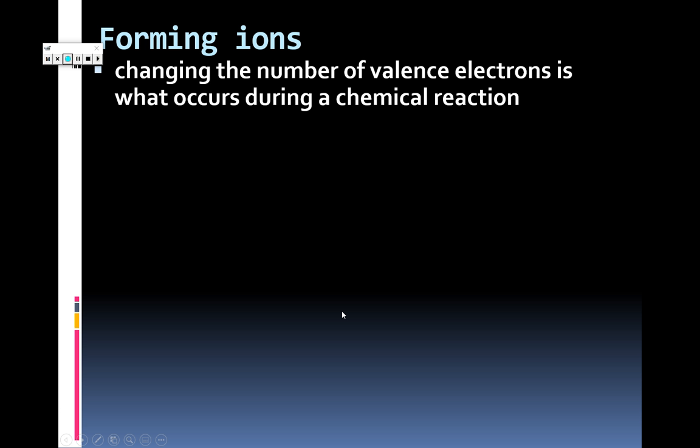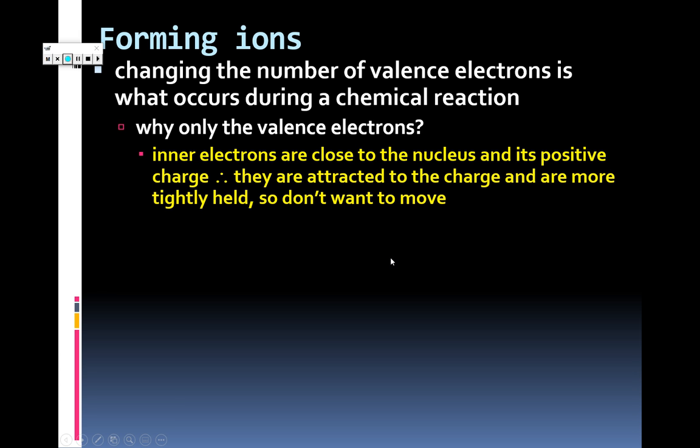Okay, so there are two kinds of ions. There is a positive ion or a negative ion. That's it. Those are your choices. So we are going to change the number of valence electrons that occurs during a chemical reaction. And again, only the valence electrons. They are not close to the nucleus like inner electrons are.